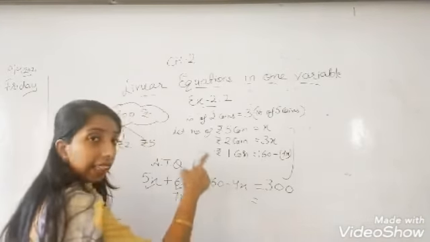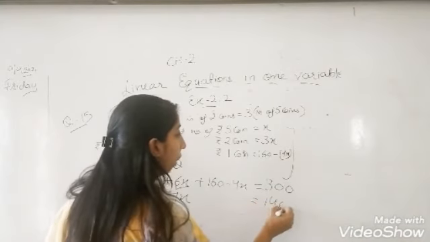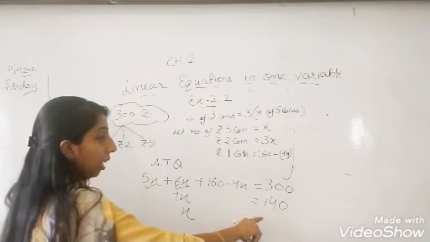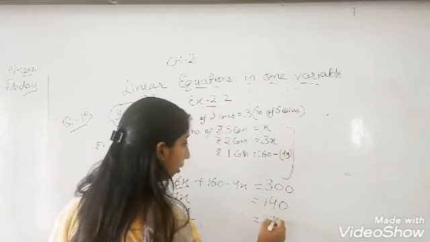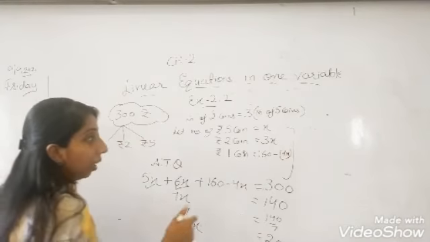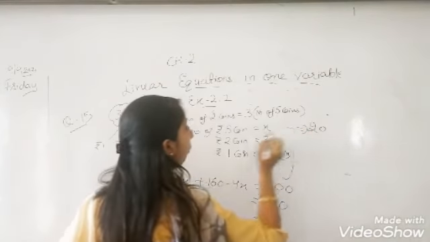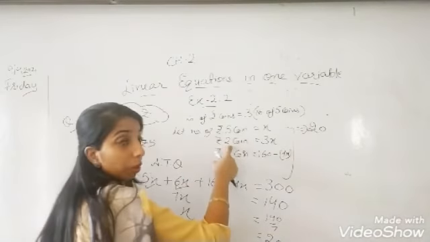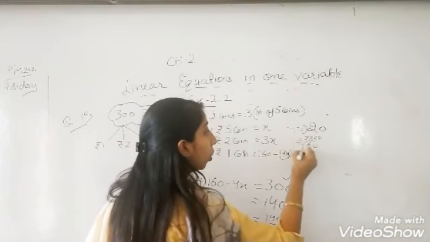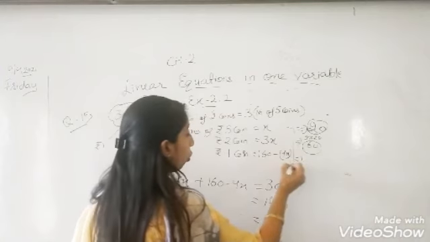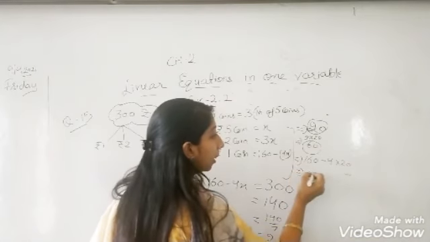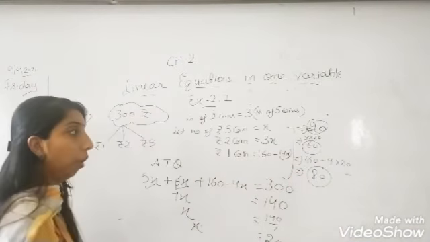Now, this 160 is adding here, so there it will get subtracted and we will get 140. And 7 is multiplying here, so there it will get divided. So we will get the answer 20. Okay. So it means 20 are rupee 5 coins. And what is the number of rupees 2 coins? It will be 3 into 20, that is 60 coins. And what about rupees 1 coins? 160 minus 4 into 20, that is 80. So these are the number of coins according to this question.